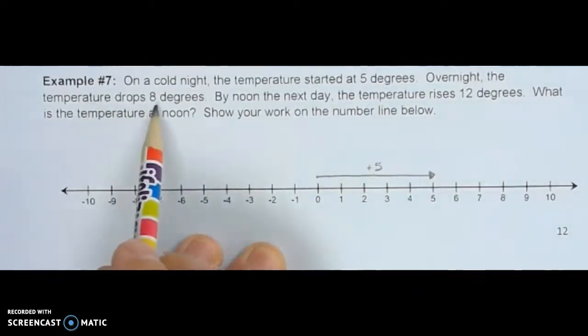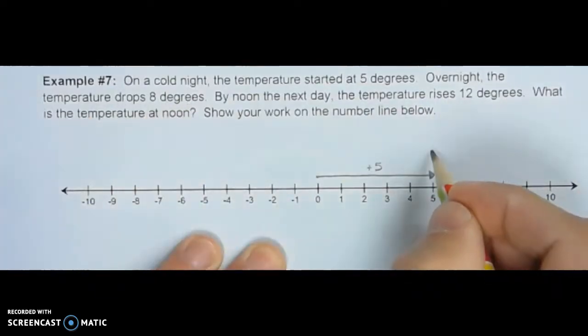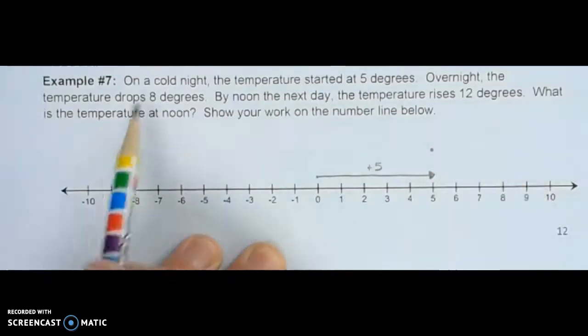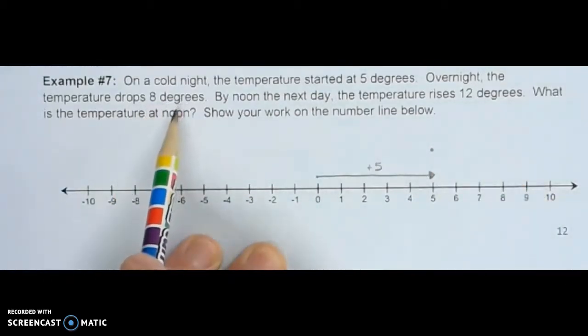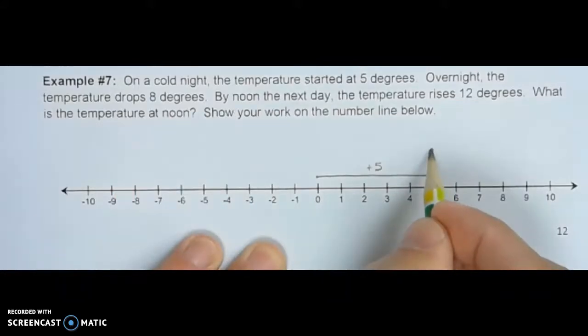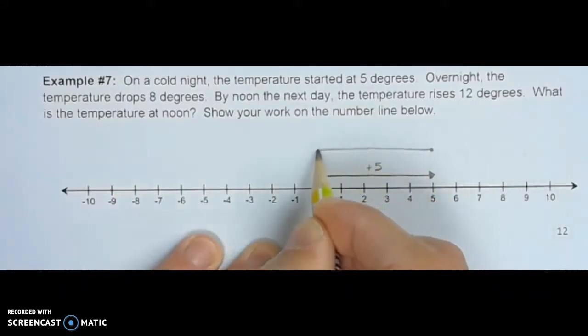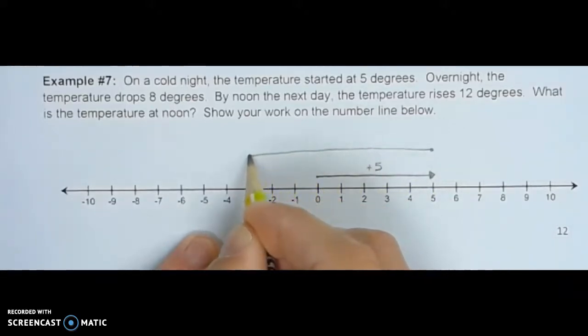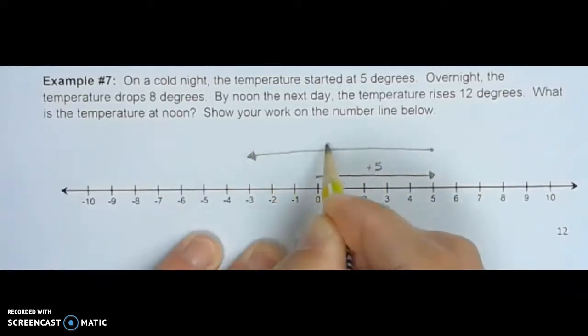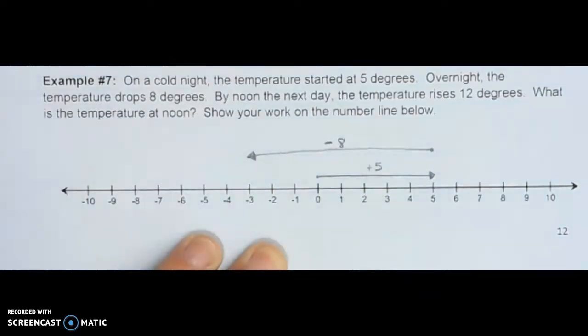Overnight, the temperature drops 8 degrees. So my second arrow is going to start at 5, and since the temperature is dropping, I'm going to have to move to the left 8 units. So let's go ahead and do that. 1, 2, 3, 4, 5, 6, 7, 8 units to the left. So this arrow is negative 8. Notice now the temperature is negative 3 degrees.